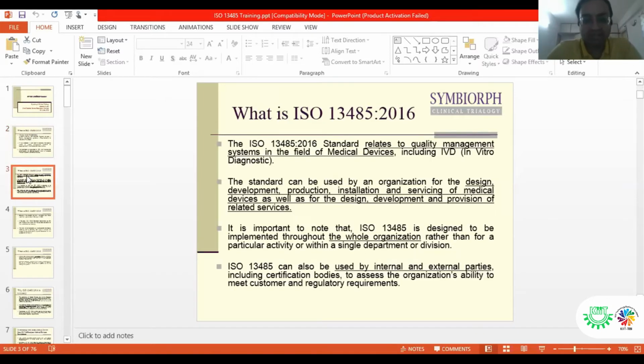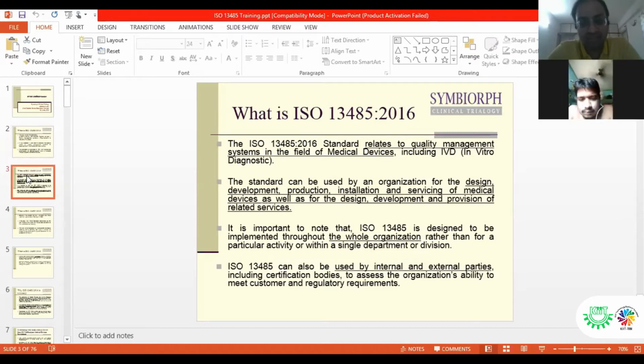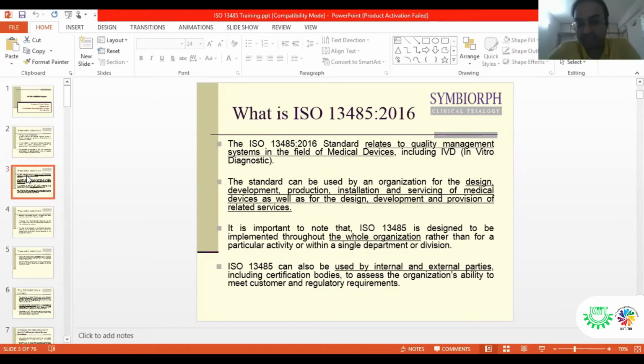The ISO 13485 standard is related to the quality management system in the field of medical devices, including IVD. It means it's not only for medical devices, it's also applicable to in vitro diagnostic medical devices manufacturers. This standard can be used by organizations involved in design and development, production, installation, and servicing of medical devices and in vitro diagnostic medical devices, as well as in the design, development, and provision of related services.